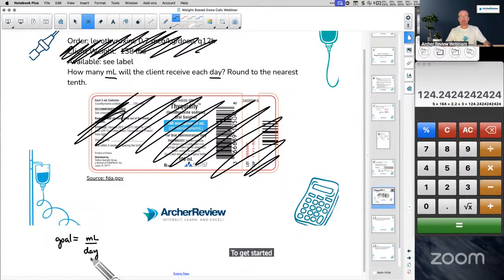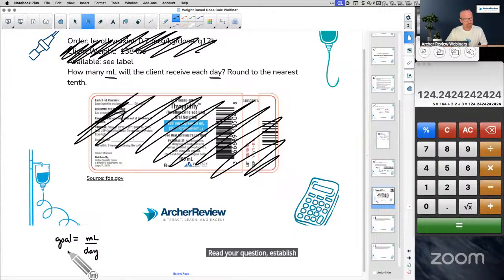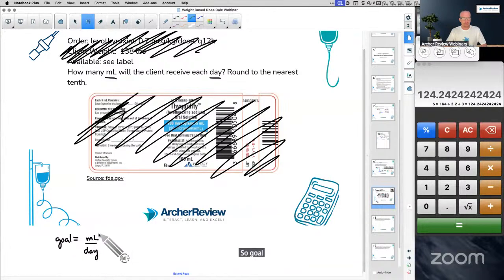Question I get from students: how do I get started? This is what I'm trying to show you. This is a way that you can always get started. Read your question, establish your goal. That's what I do every time when I'm teaching this to students. So goal is milliliters per day.